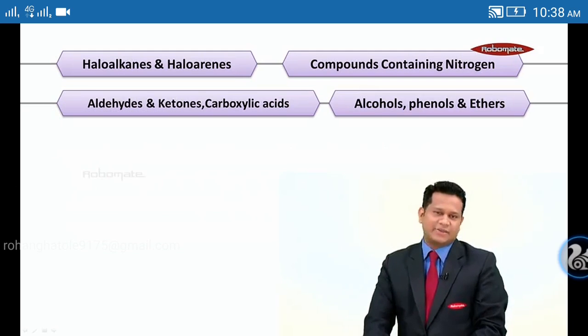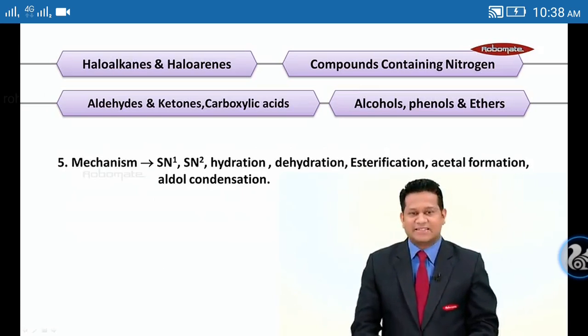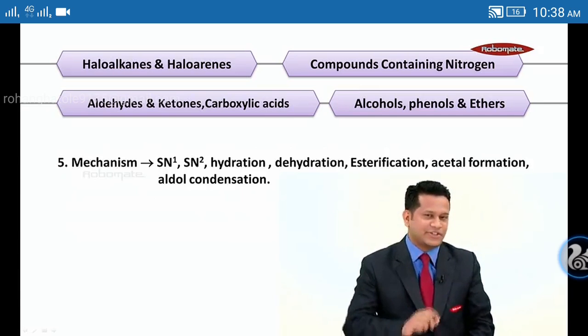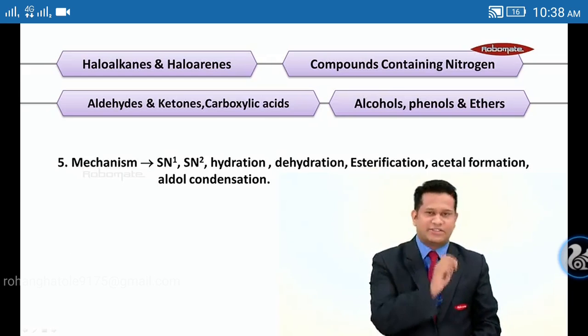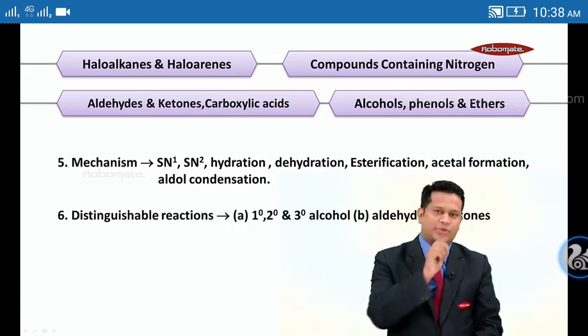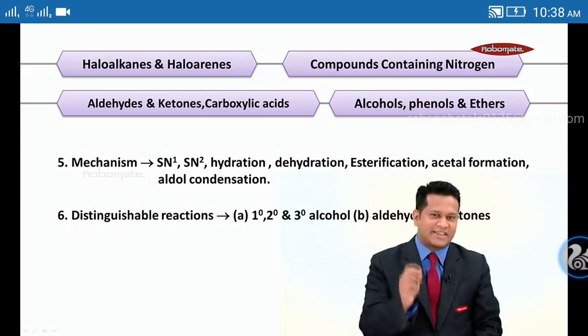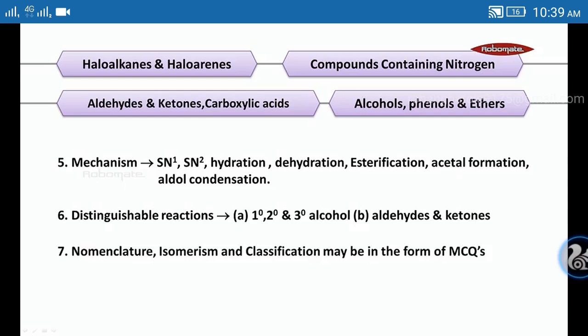If I move ahead with the next important thing of these 4 chapters is mechanism, like SN1 mechanism, SN2 mechanism, hydration, dehydration, esterification, acetal formation, aldol condensation. These are some important questions. Next is distinguishable reactions like primary, secondary, tertiary alcohol, distinguish between aldehydes and ketones, and that also reminds me about the distinguish between primary, secondary and tertiary amines. So that's some distinguishable reactions.